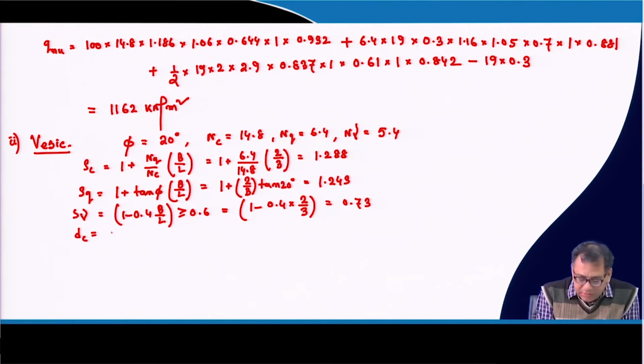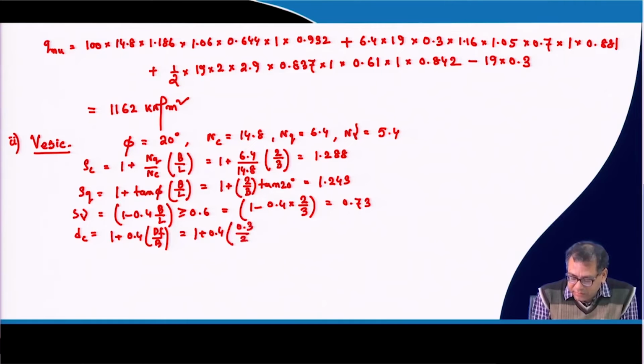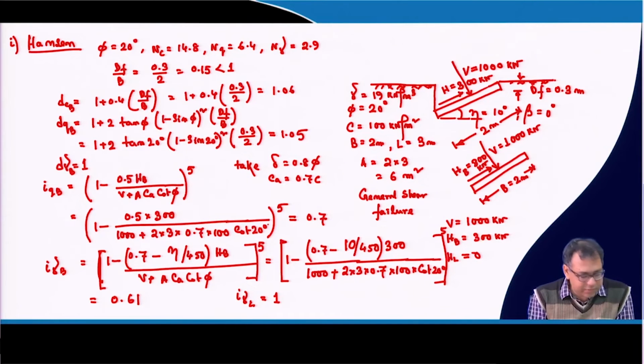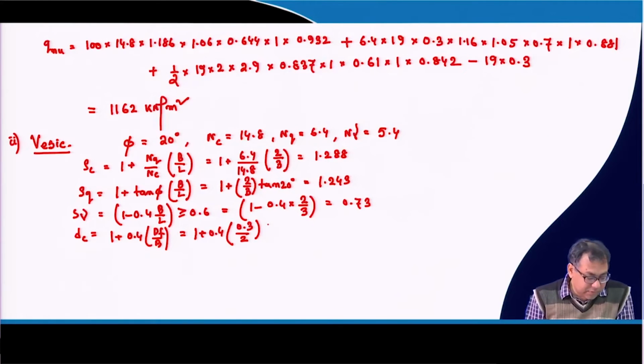Similarly, Dc I will get 1 plus 0.4 Df by B. So, this is 1 plus 0.4, Df is 0.3, B is 2. Actually, this is the same value that we will get from here, 0.4 into 0.3 by 2, which is 1.06.